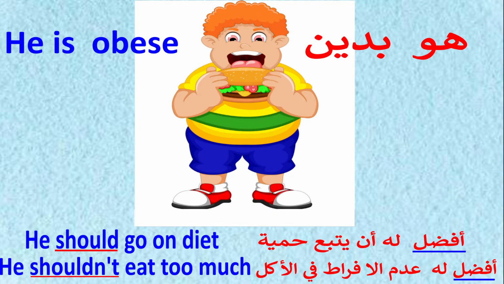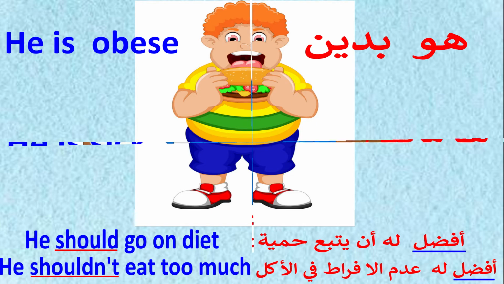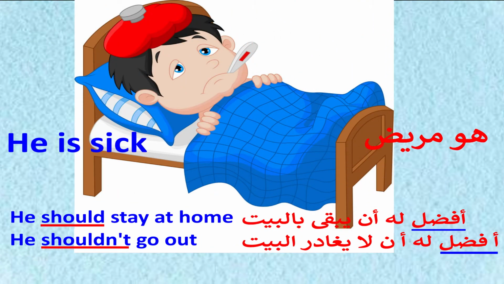In this example, he is obese. هو بدين. il est obese. He should go on diet. أفضل له أو المستحسن أن يتبع حمية. He shouldn't eat too much. أفضل له عدم الإفراط في الأكل.